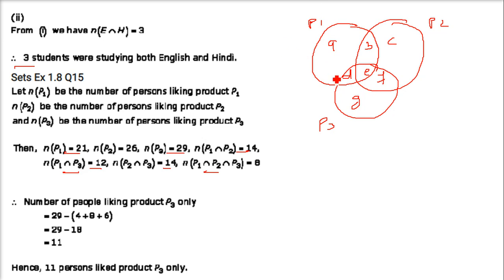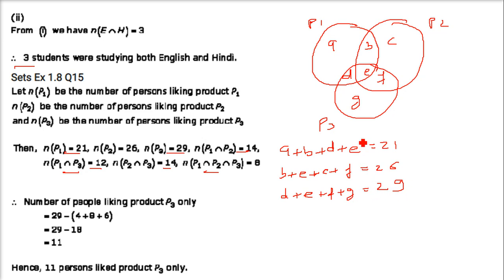This P1 is total 21. So A plus B plus D plus E. Whatever comes in P1, you have to write A plus B and so on. This is 21. Then for the second one, which is P2, B, E, C, F. So B plus E plus C plus F is 26. Then the third one, that is D, E, F, G. D plus E plus F plus G is going to be 29. I hope you got it.